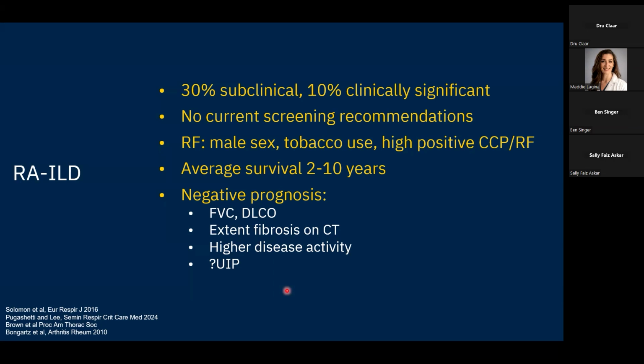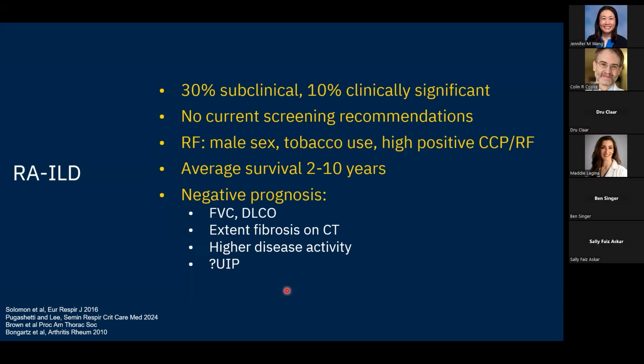Some studies have suggested that UIP is associated with a worse prognosis, but there have been Solomon et al., they looked at patients who had UIP and then controlled for smoking status as well as some other variables. And they actually found that there was no difference in survival between UIP and NSIP. So pattern is probably less significant in terms of prognosis.